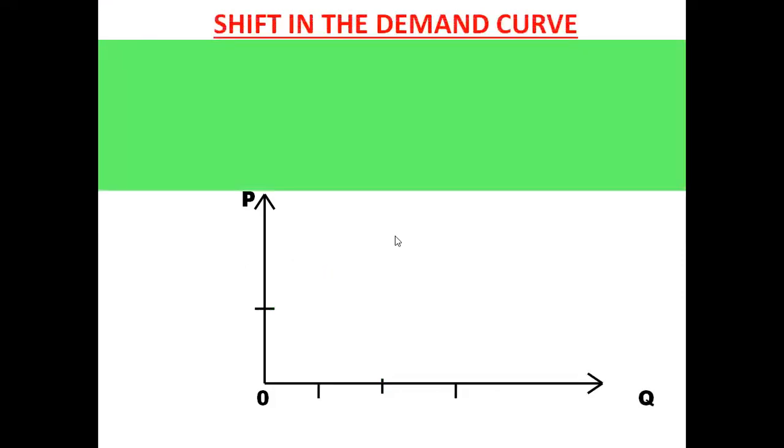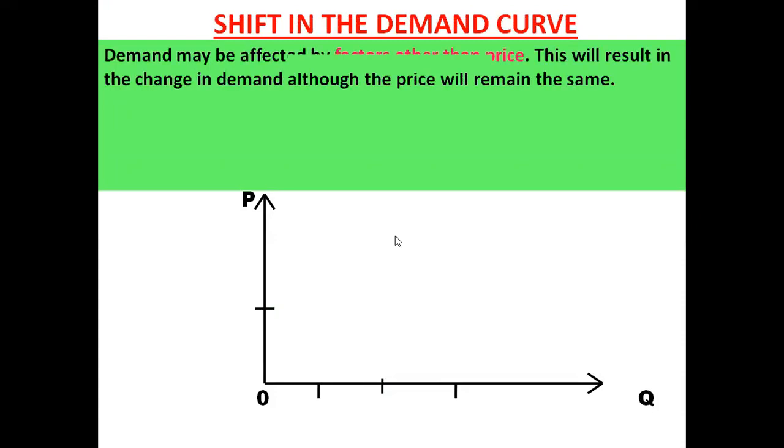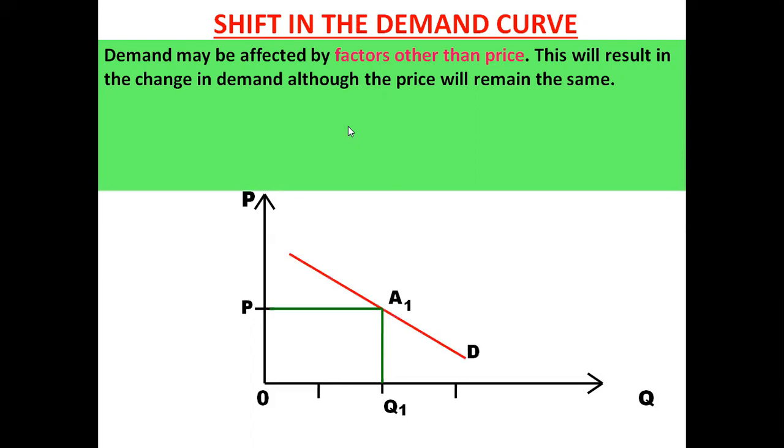Now we will discuss what is shift in the demand curve. Demand may be affected by factors other than price. When the price remains constant but other factors affecting demand change, then how do we see there's a change in demand? Let us see how. On the demand curve DD, we have the price P and the quantity demanded is Q1 units and we get a point A1 on the demand curve.